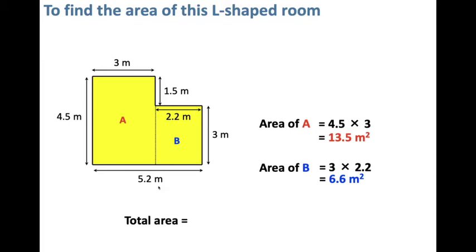Then, because it was a composite area, the question was the area of this entire thing. That means you add the 2 areas together to get the total area of the figure that was given. So remember to add them up at the end. 20.1 meters squared.